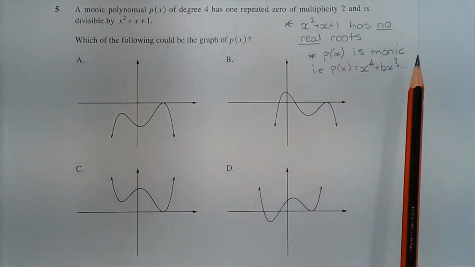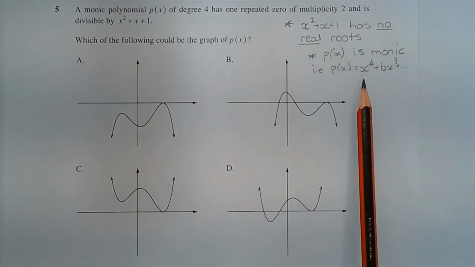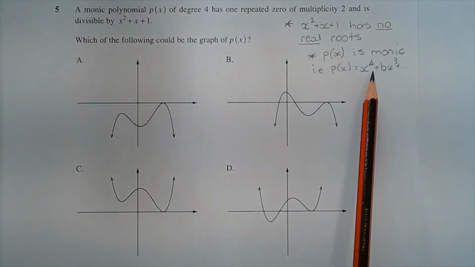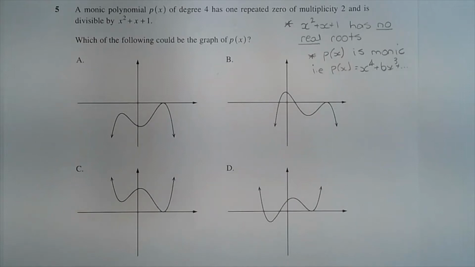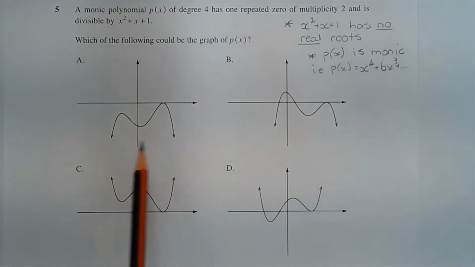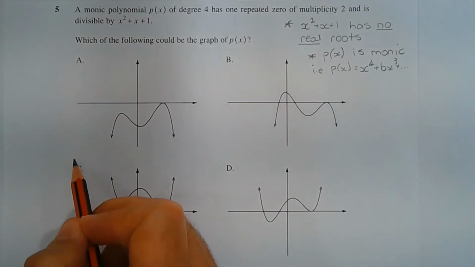Secondly, p of x is monic. In other words, it can be written as x to the power of 4 plus bx cubed plus cx squared and so on. So x to the power of 4 is the dominant term. So as x approaches infinity or x approaches negative infinity, p of x, or the y value, approaches infinity. So that means that the direction of the curve at either end should be upwards. Therefore, option A is incorrect since at either end of the curve, the arrows are pointing downwards. So therefore, the answer is option C.